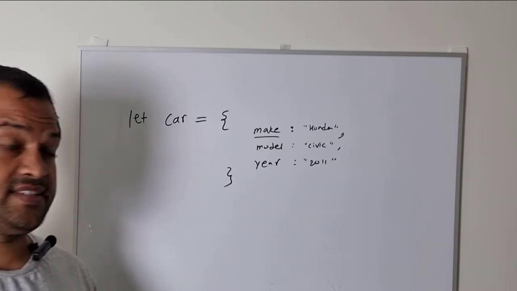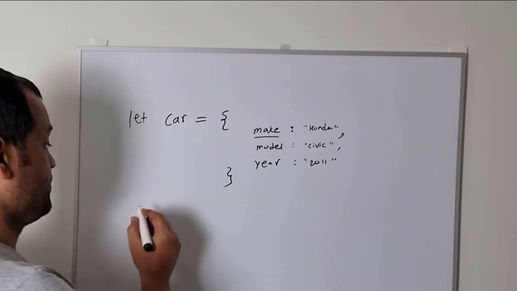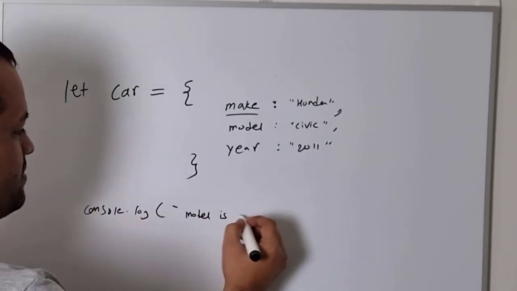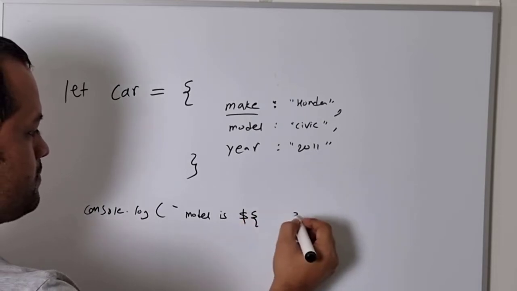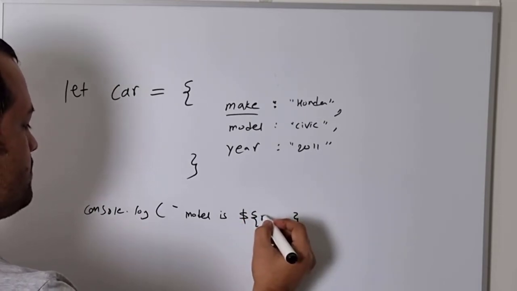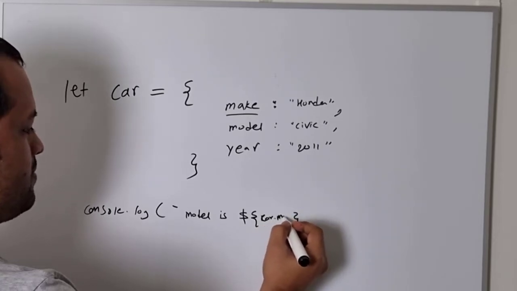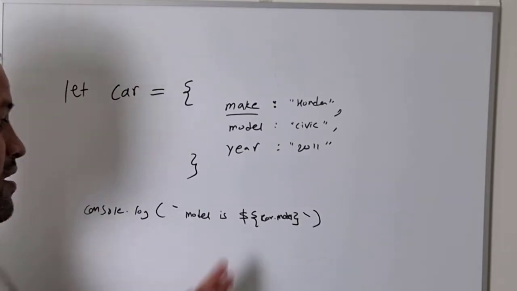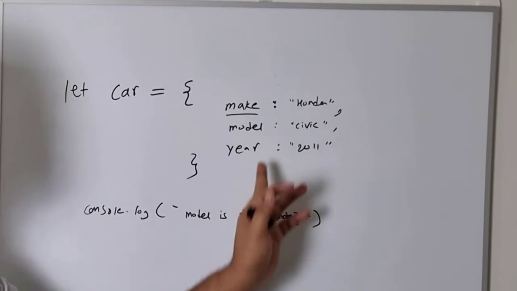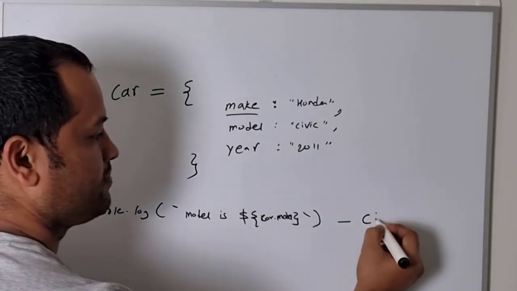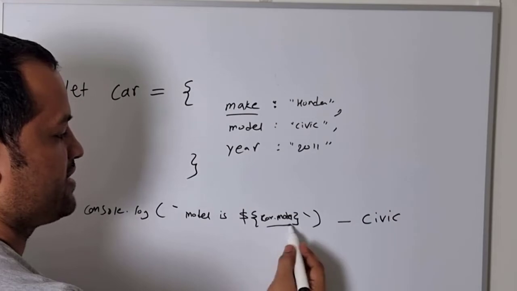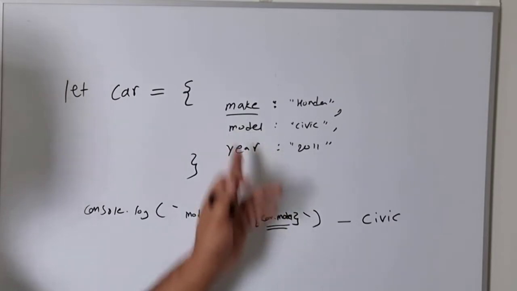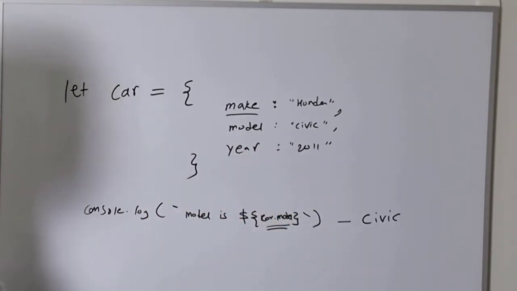Now I will show you how you can access those properties on this object. So let us say you want to access the model of this car. So what you can do is console.log, model is car.model. That's it. And what it will print is the car's model, that is Civic. So the output will be Civic. So remember how you can access the properties: the object name followed by dot symbol and then property name. That is how you can access the properties of that particular object.